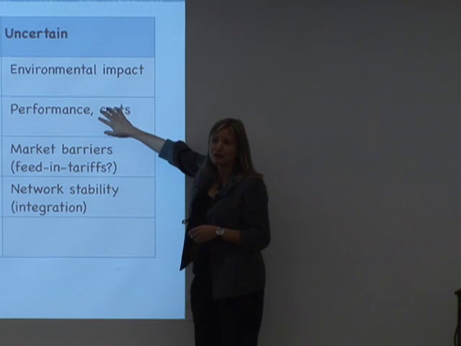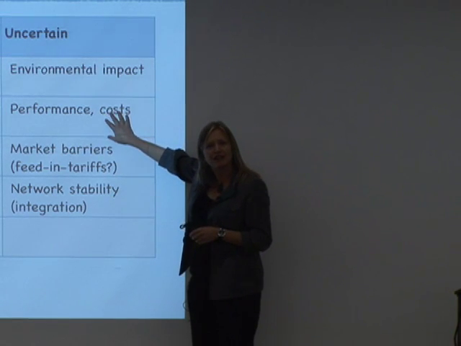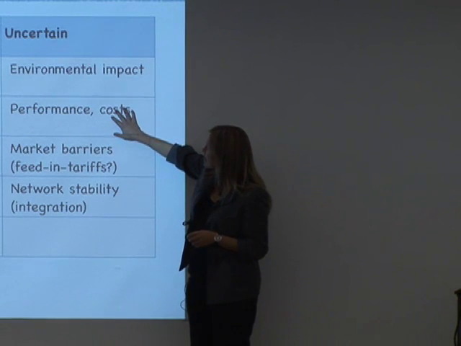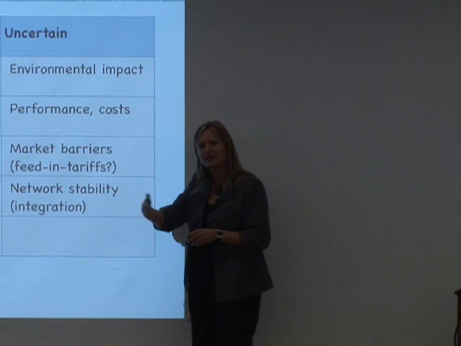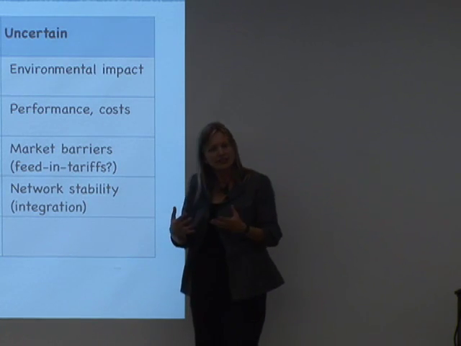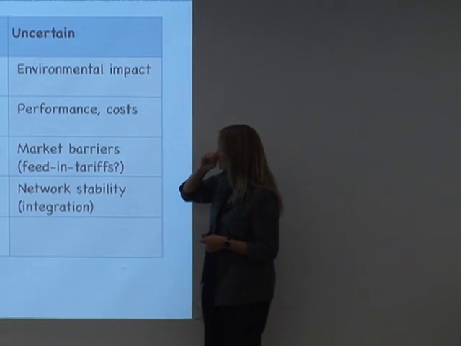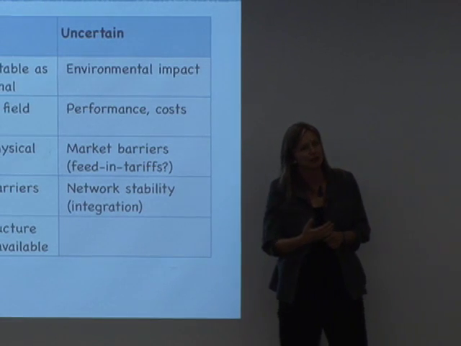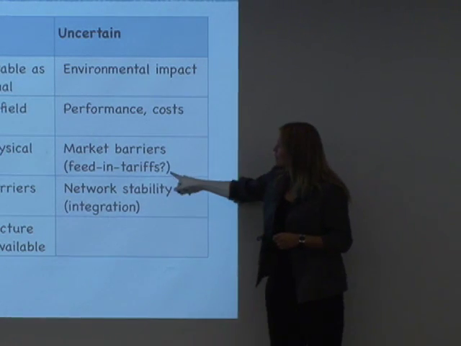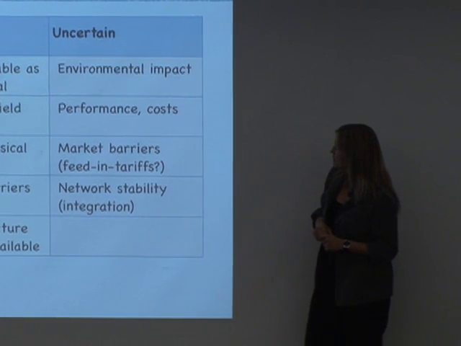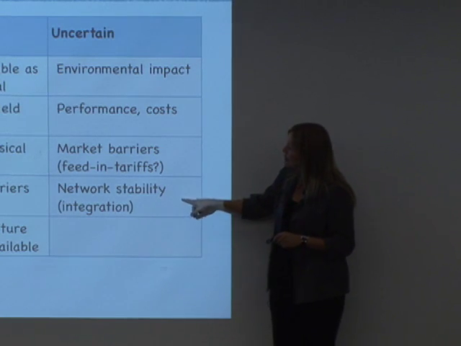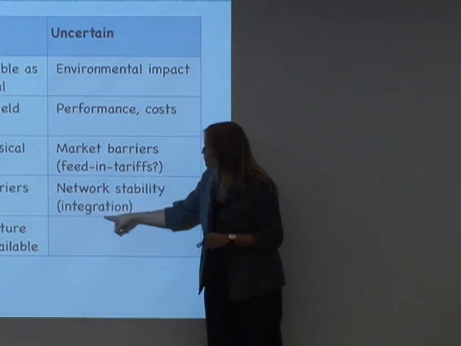What is also uncertain are performance and costs. Very, very hard to get good data because we're in such a baby stage, and everybody is trying to get venture capitalist funding, so they keep this often secret. And there are big market barriers, very high costs right now per unit. And so maybe one way to resolve this is going to feed-in tariffs, which is actually happening right now in the UK.